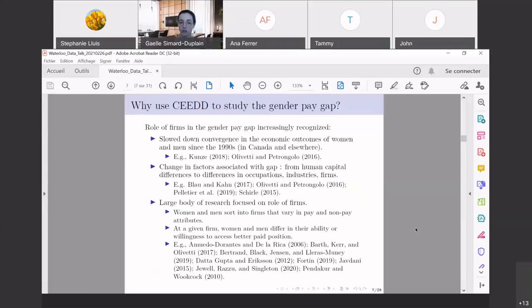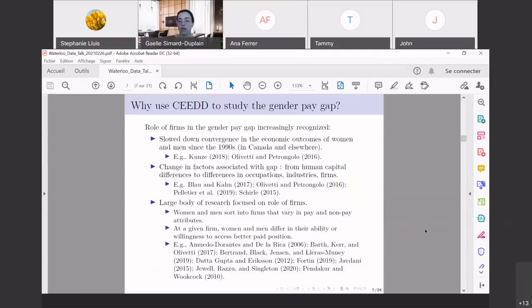And so you might ask, why do we want to use that kind of data set to look at the gender pay gap? And the first reason is that there's increasing recognition that firms play an important role in the gender pay gap. Right, so we know that there's been quite a bit of convergence in the economic outcomes of men and women, but there also has been a slowdown in that convergence.